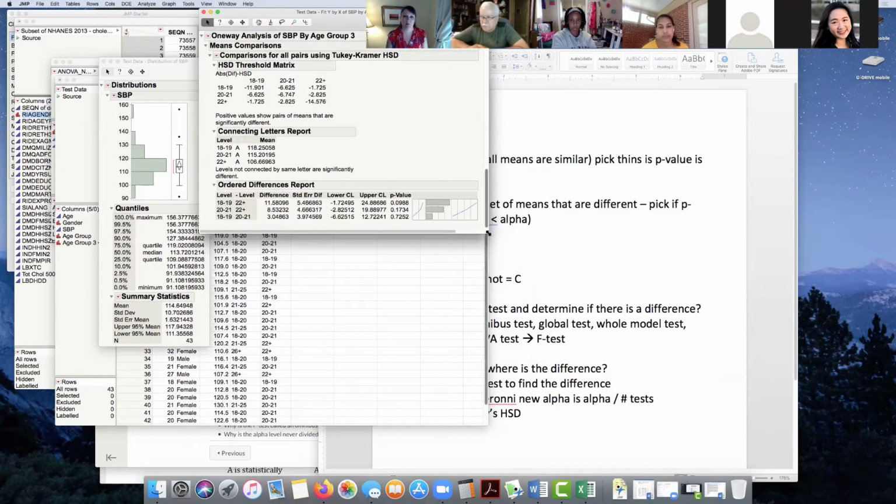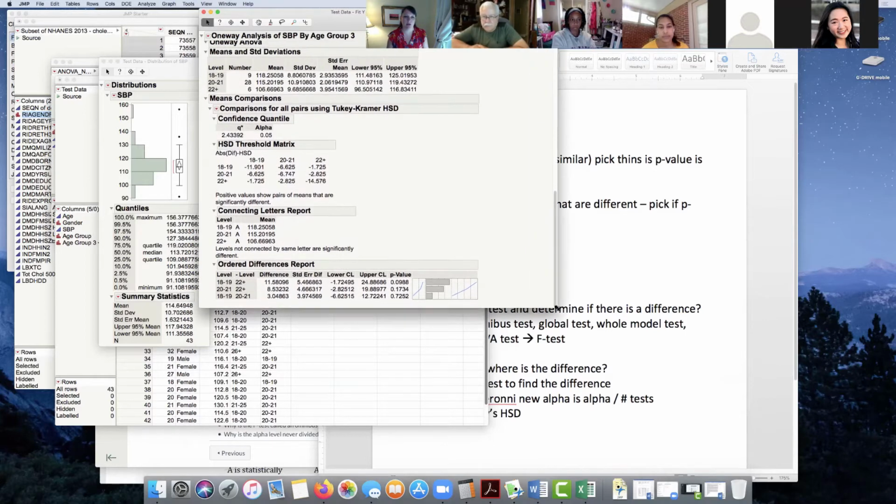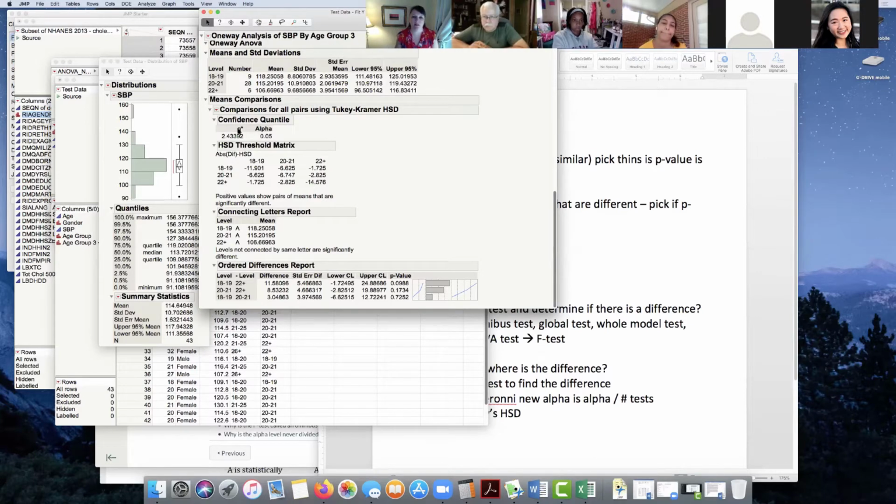Tukey's has a couple of things that you can pay attention to. So you can see here, it's going to hold alpha at 0.05, and what it does is it adjusts part of the distribution that we look at. If you go back to that t distribution, Tukey's gives you this weird connected letters report. If they have the same letter, they're the same group. But what you really want to pay attention to in Tukey's is this ordered difference report.